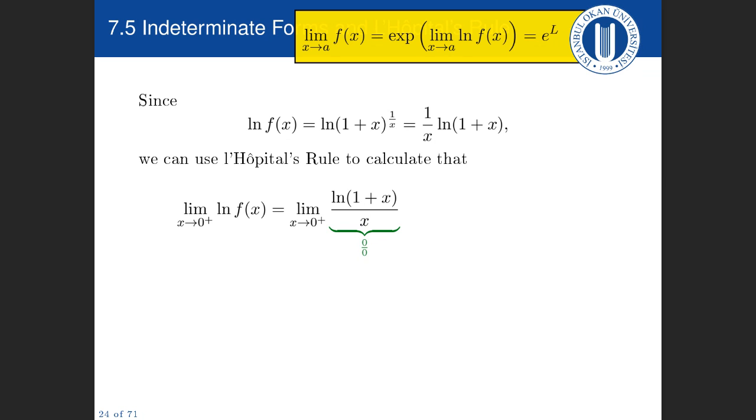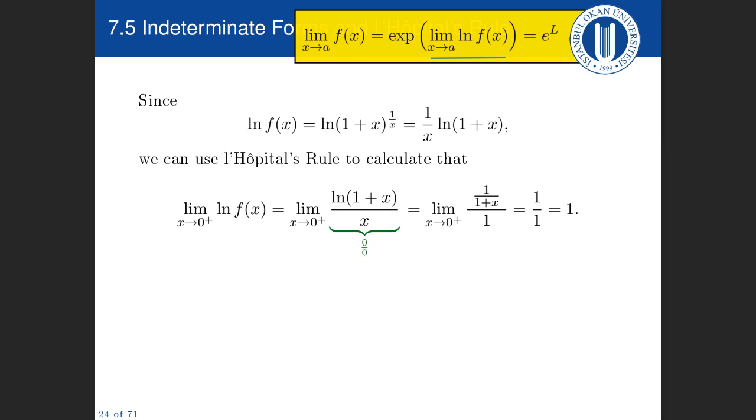So we can use L'Hopital's rule. We can differentiate the function on the top, and we can differentiate the function on the bottom. The limit as x tends to 0 from the right of 1 over (1 plus x) divided by 1. But of course, that's now just 1 divided by 1, or 1. So that's step 1 done.